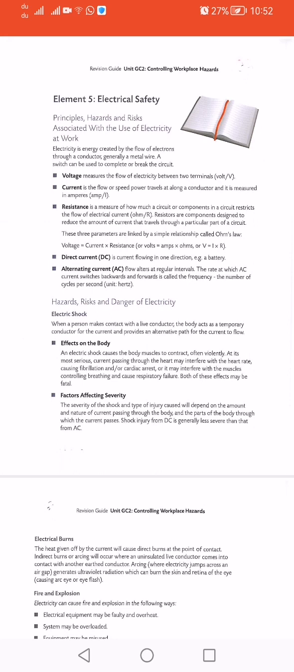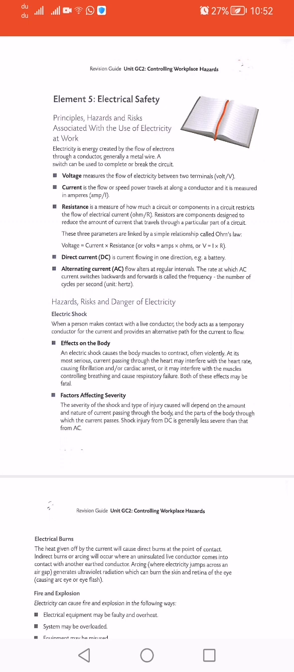Then resistance. Resistance is the measure of how much the circuit, or the components in the circuit, restrict the flowing of electrical current. That is measured in ohms, R. Resistors are components designed to reduce the amount of current that is traveling through a particular part of the circuit. So resistance simply means that it resists the flowing of current, right? So it helps to regulate the current.